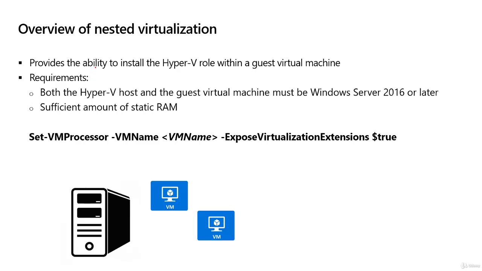Nested virtualization is the ability to install the Hyper-V role on a guest virtual machine. Now, you can forget the word guest, it's just a virtual machine. To do that, I need the Hyper-V host, so the physical server, and the virtual machine that you want to install Hyper-V on. They both have to be Windows Server 2016.